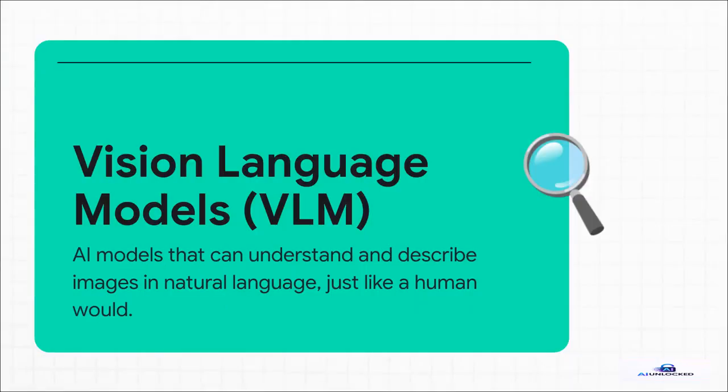So, the magic that makes this all possible comes from something called Vision Language Models, or VLMs. You've probably heard of them, models like GPT-4o and Claude 3. These things are incredible. They can literally look at an image, a chart, a photo, whatever, and describe what they see in plain English, just like a person would.